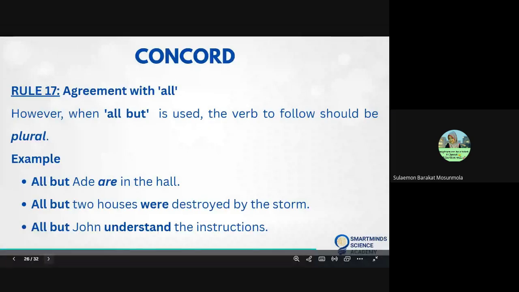We have the agreement with all, and we also have the agreement with all but. For all, when all means everything, you should put a singular verb. And when all means all the people, you should use a plural verb. Now, when you use all but, it is just a single rule. It should always attract a plural verb.